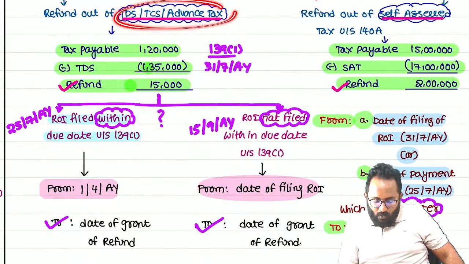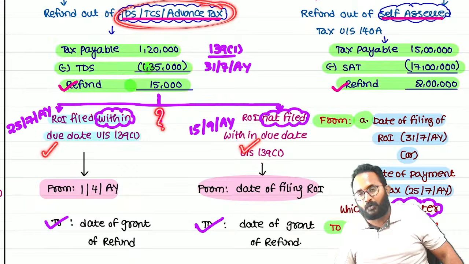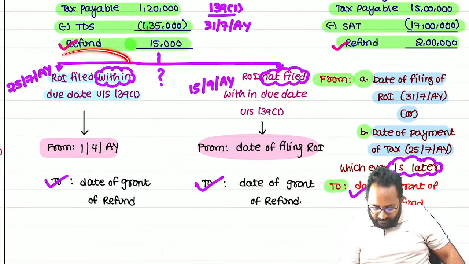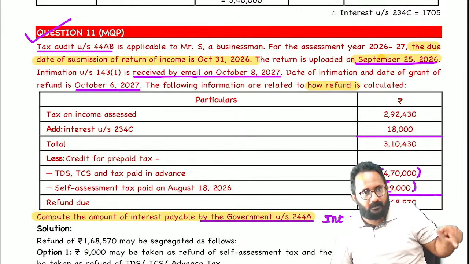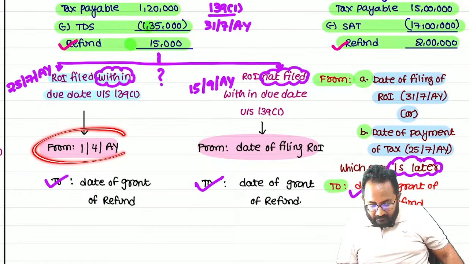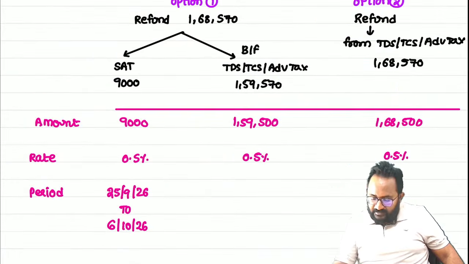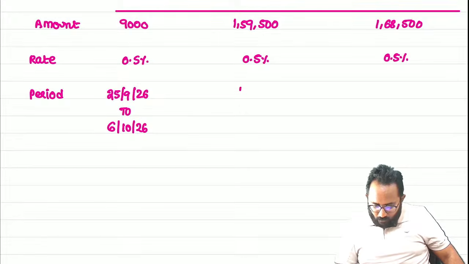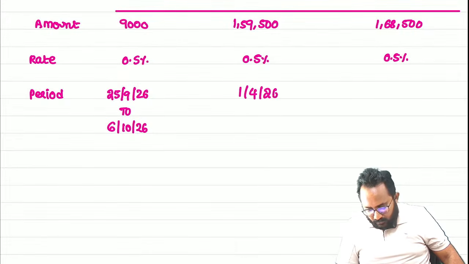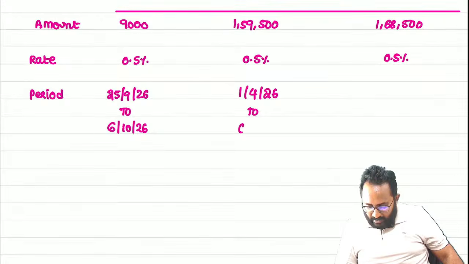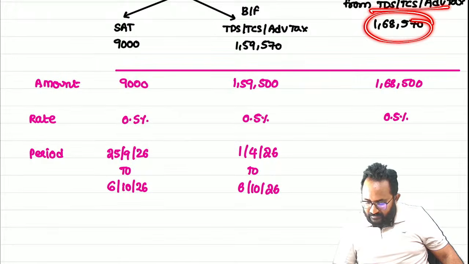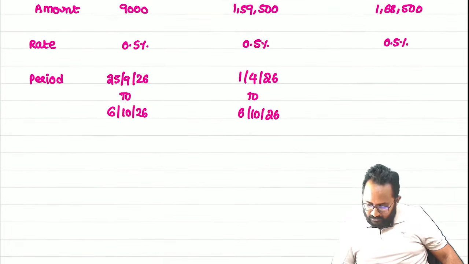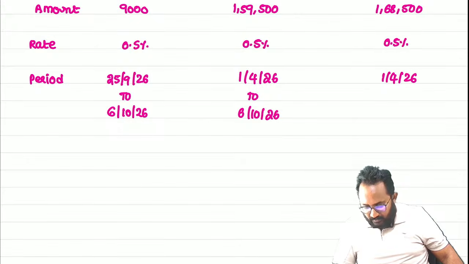Now we are getting the refund from the TDS or TCS. Can you tell me what question we have to raise? Before the due date file, after the due date file? In our question, the assessee files the return of income before the due date. If you file before the due date, your interest will start from the first day of the assessment year, to grant of refund. Here also the same, we are also getting the refund from the TDS or TCS or advance tax. The same period we can take.